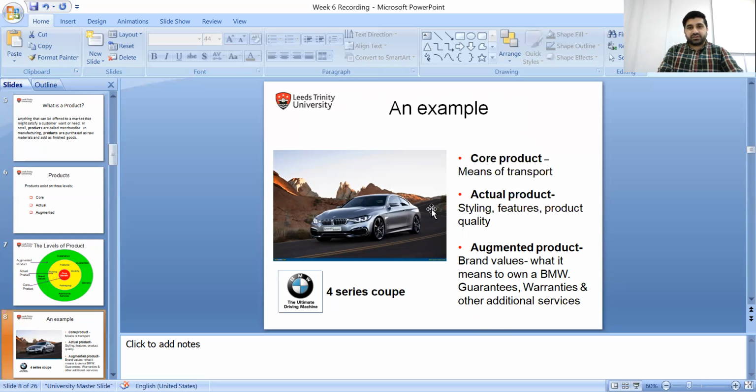So in this example, we can see the core product is the means of transport, the actual product is the style, features, and quality, and the augmented product is the warranties, guarantees, and other additional services BMW offers to customers.